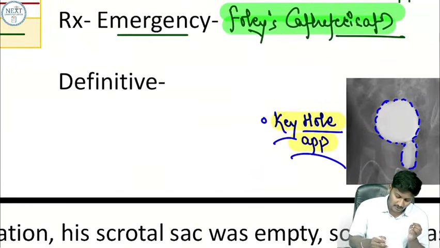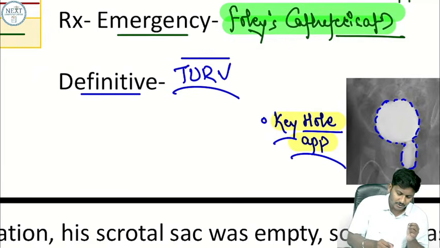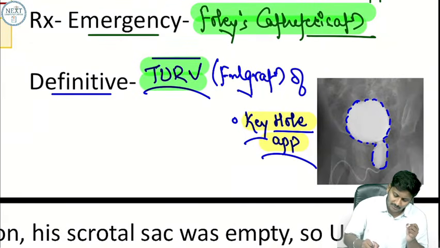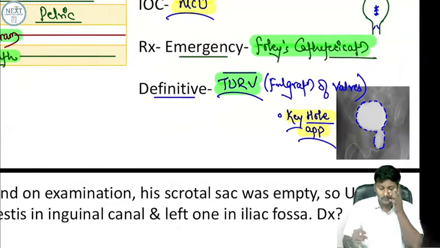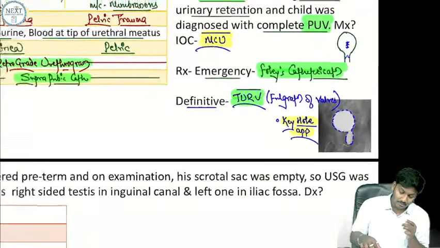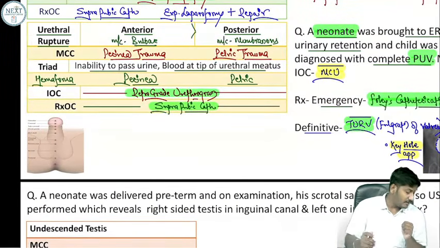Next important, if I talk about definitive management, we know definitive management is nothing else but TURV, transurethral resection of valve. Or nowadays we can also do fulguration of the valve. Surgically I can resect out the valve present in the posterior urethra, or nowadays we can also do fulguration of this valve with the help of a laser. That is what is important to remember. That is the procedure of choice in patients with posterior urethral valve.